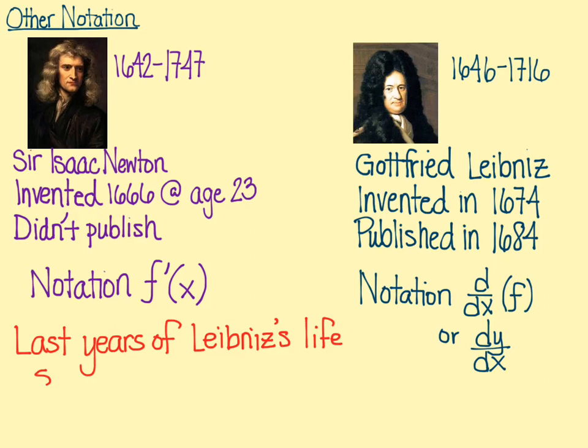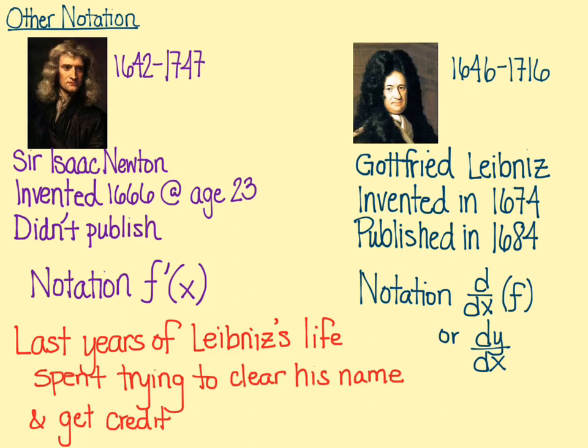The last few years of Leibniz's life were spent trying to clear his name because Newton was trying to claim full credit for the invention of calculus. And although Newton did discover it first, Leibniz did discover calculus entirely on his own, and he also made some contributions that Newton was unable to make. Unfortunately, Newton had a lot more power and wealth and clout, and was able to, at the time, claim full credit for inventing calculus.